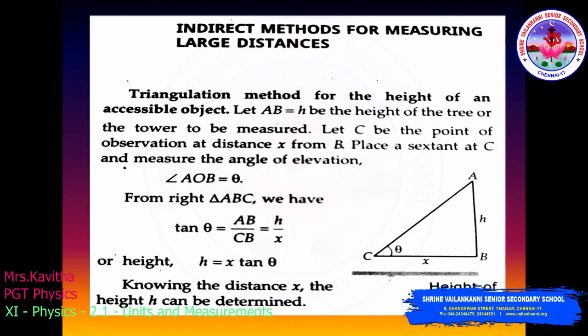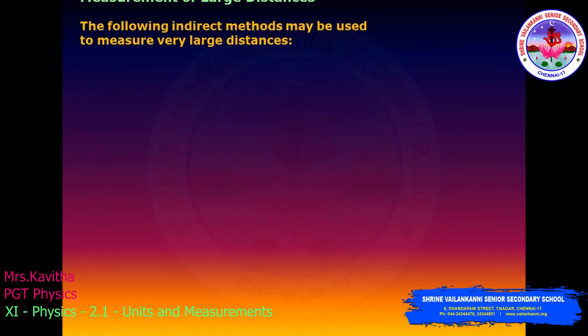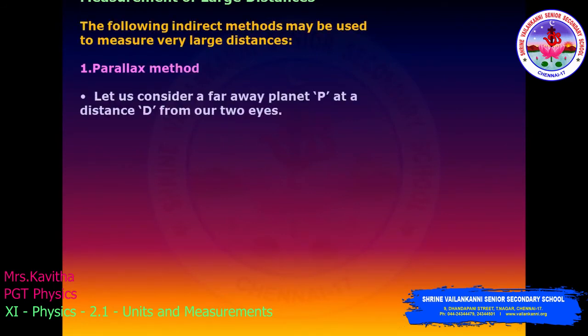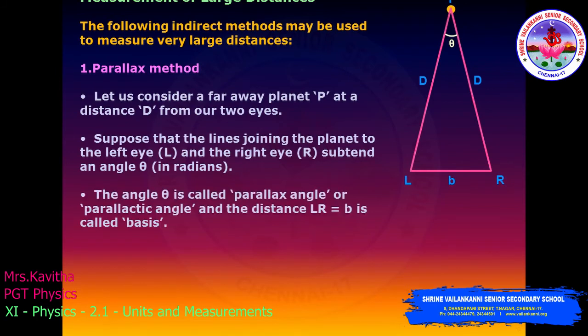By that way we can use the triangulation method, which you people already do in mathematics. In math we are adopting these things. So this is nothing but a triangulation method for the height of an accessible object. Okay. So how can we measure the large distances? The following indirect methods may be used to measure very large distances. Suppose it is too large.